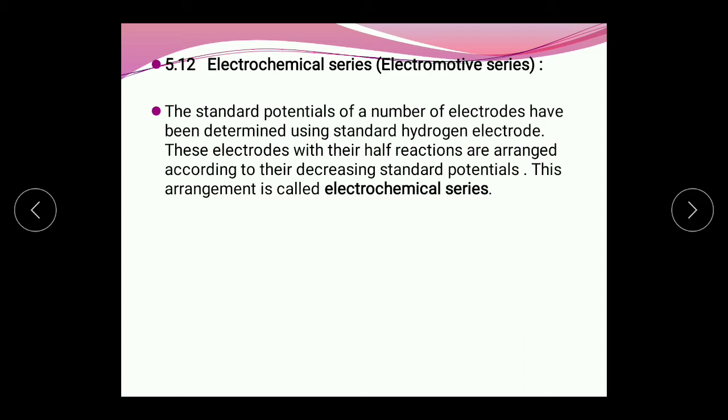By using the standard reference electrode on one side, various metals and their metal ions are used as the other half cell. One half cell is the SHE, and the other is any electrode of your choice, and then the standard potential is determined. You get some values at standard conditions, and then all of them are arranged in the order of decreasing standard potentials, and that series is called the EMF series.